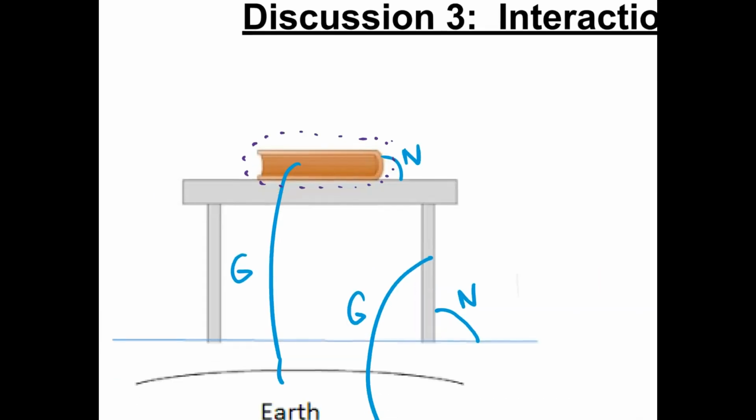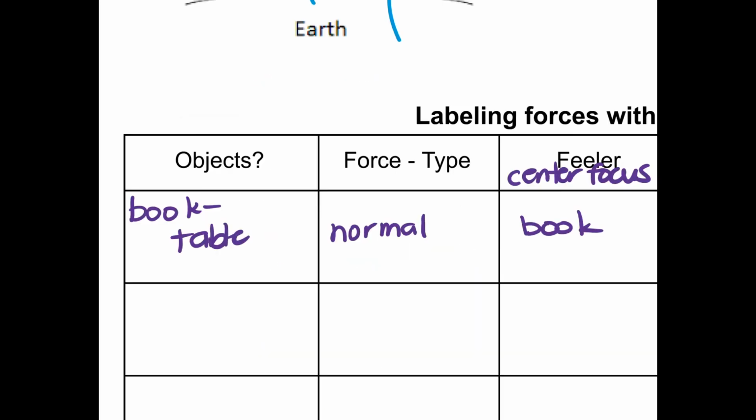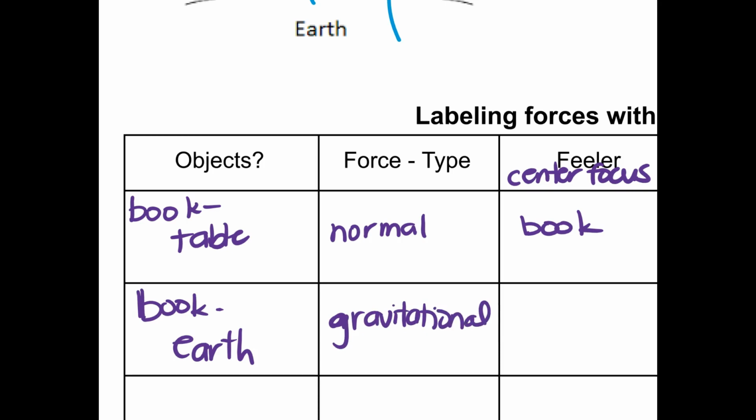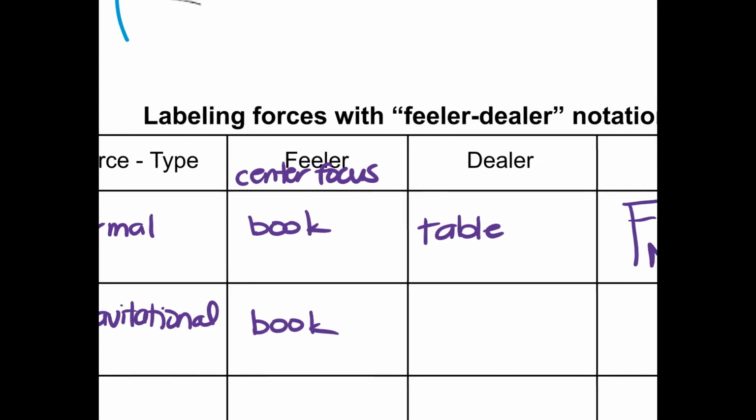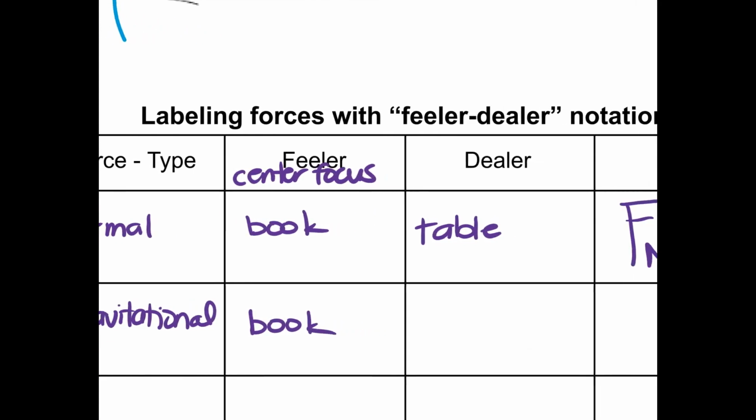Right, so we did the interaction with the book and the table, and now we're going to do it with the book and the earth. So we're going to focus on the book and earth. The type of force that it's called is gravity or gravitational. The feeler, remember, is the center of focus, so the book is still our center of focus, and the thing that's interacting with the book is the earth.